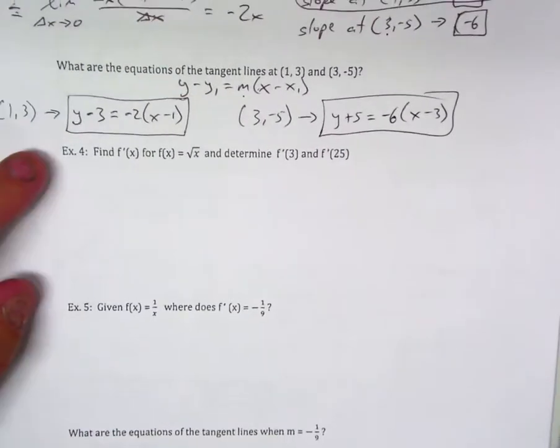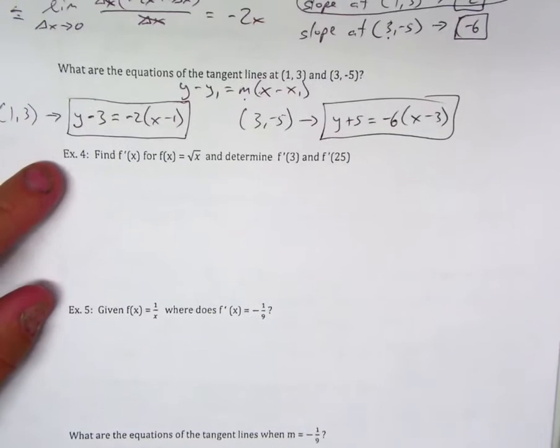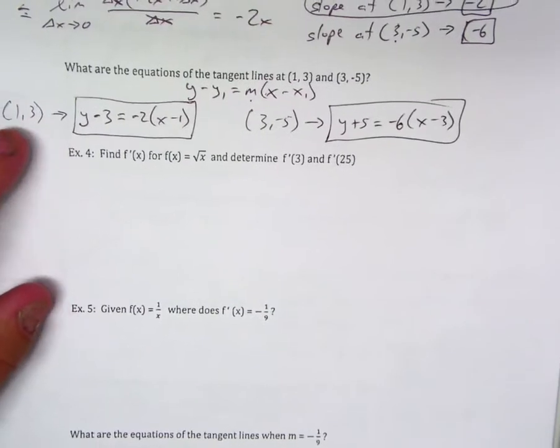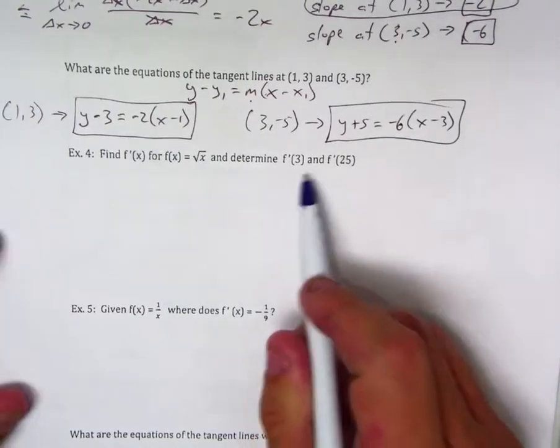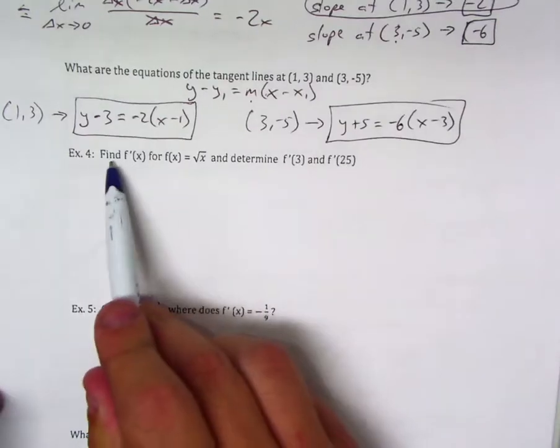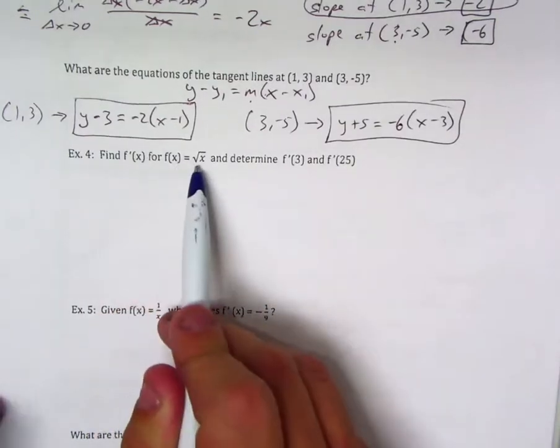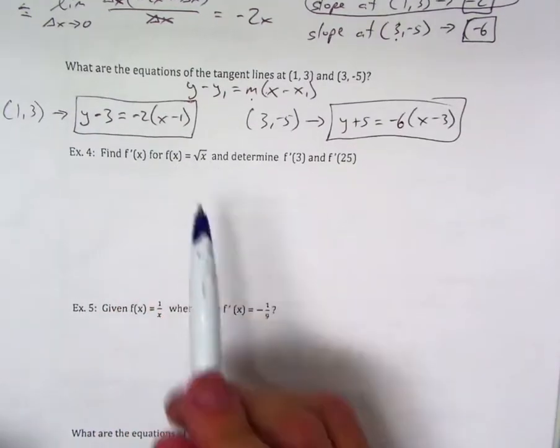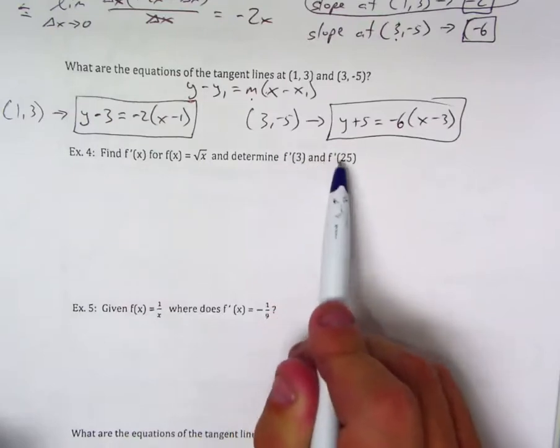Example 4. Find f prime of x for f of x equals square root of x, and determine f prime of 3 and f prime of 25. So understand, it's asking us to do two things. It's saying find the derivative of the function, so we're going to go through our limit process, and then find f prime of 3 and f prime of 25.